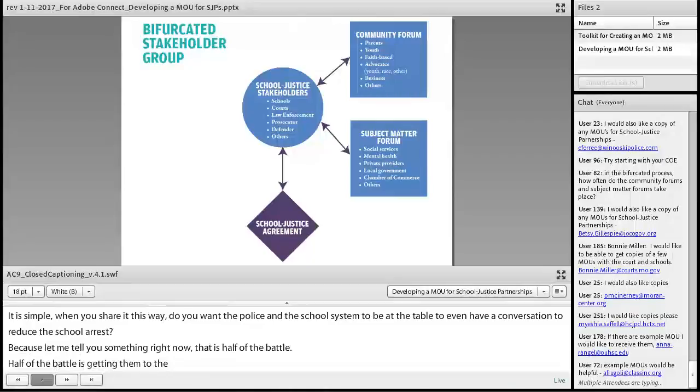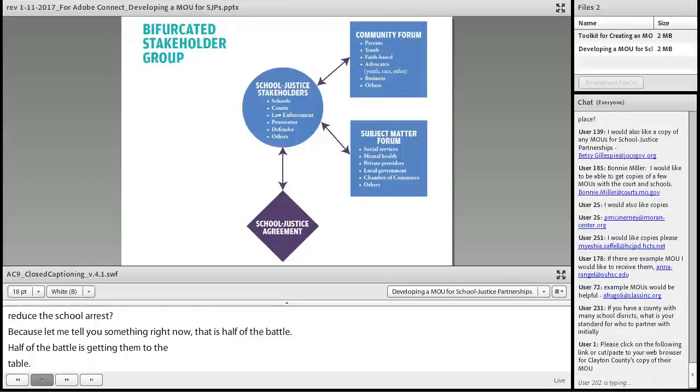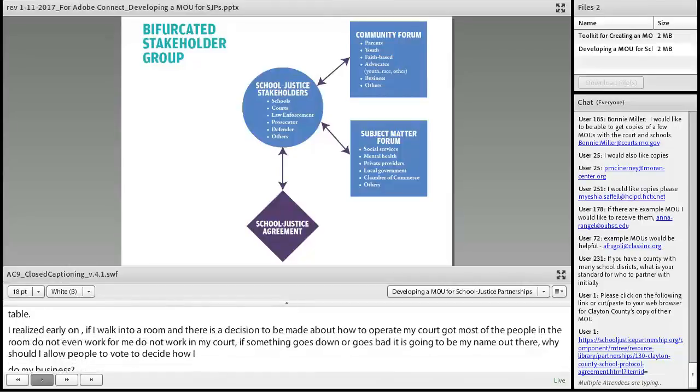If I walk into a room and there's a decision to be made about how to operate my court, and most of the people in the room don't even work for me, don't work in my court, and aren't going to help if something goes bad, it's going to be my name out there. Why should I allow people to vote to decide how I do my business? Now, that may ruffle some feathers, and that might be offensive. But you know, folks, I'm talking about success.